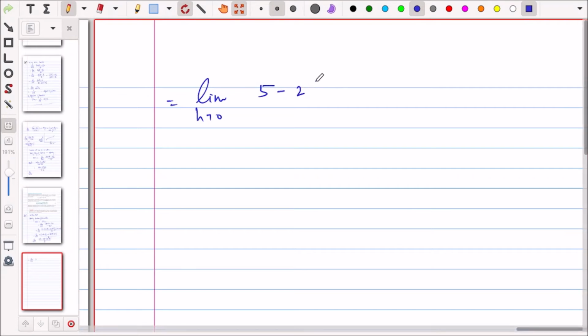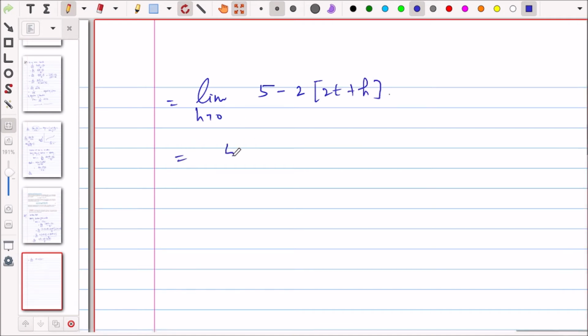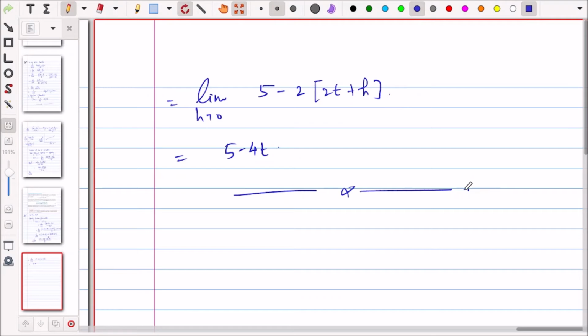5 minus 2t plus h, right? So when you will take the limit, you will get 5 minus 4t. Okay, is it fine? Yes, sir. Okay.